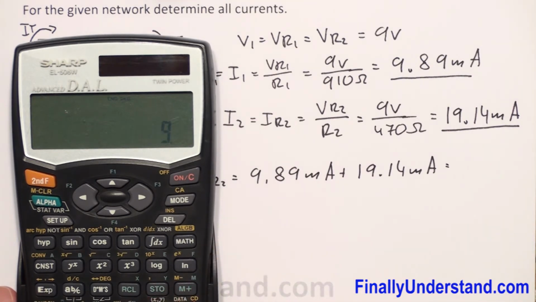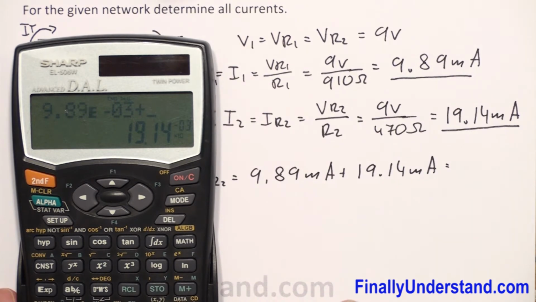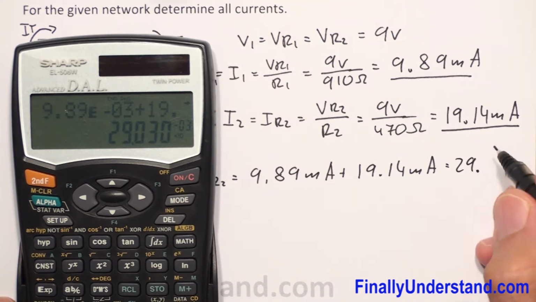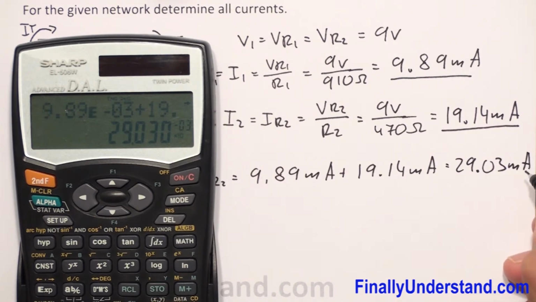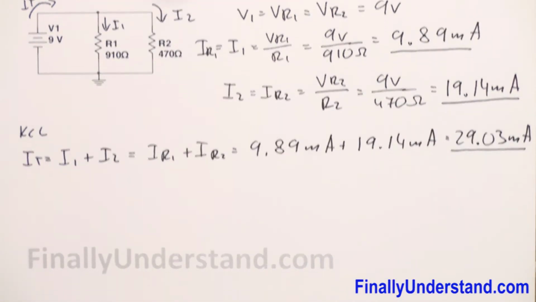So I have 9.89 exponent -3 plus 19.14 exponent -3. This is equal to 29.03 milliamps. So this is one way to get I total.